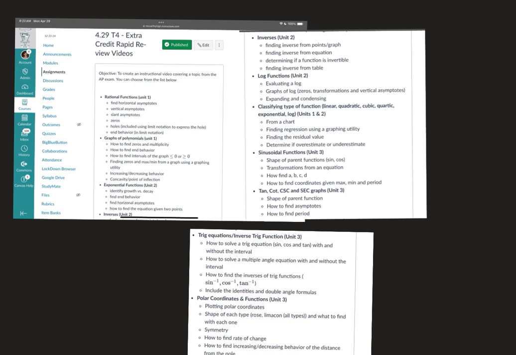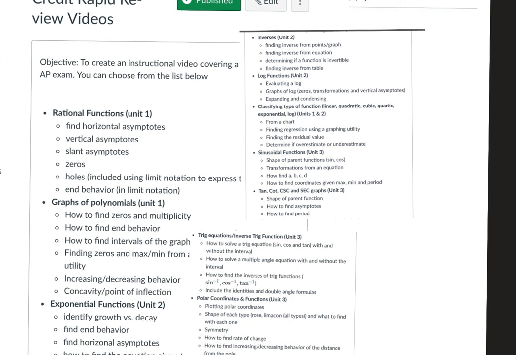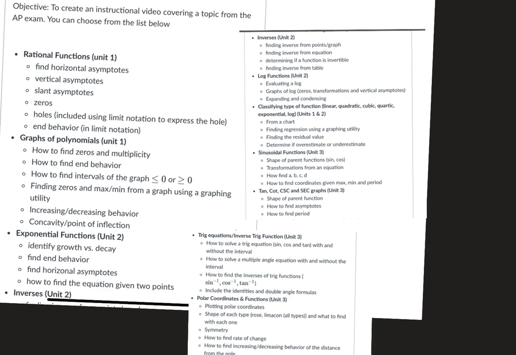So for rational functions, you'd be looking at horizontal asymptotes, vertical. How do you find these things? Horizontal asymptote, vertical asymptote, slant asymptote, zero, a hole, including the limit notation. Like how do you represent the hole using limit notation? And then end behavior, again in limit notation, okay?